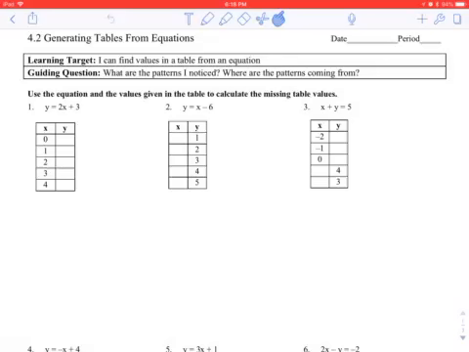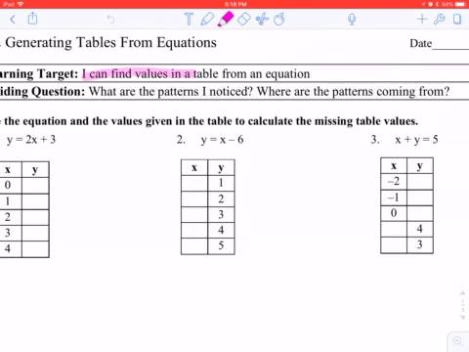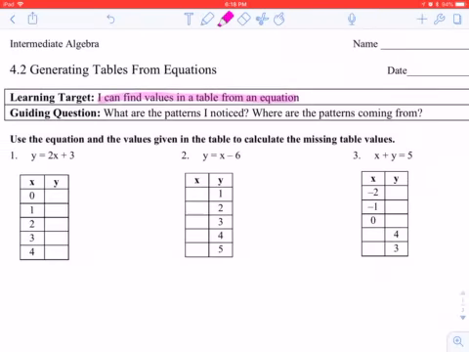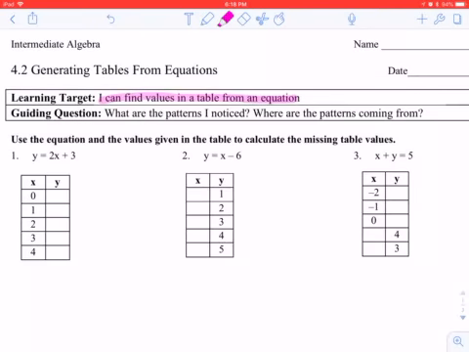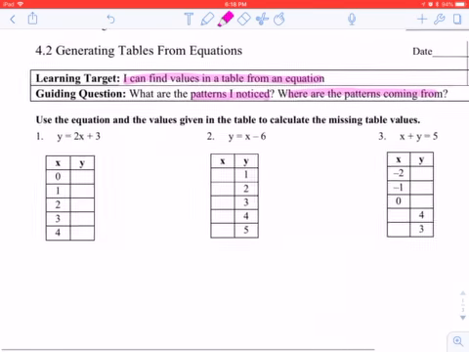4.2, generate tables from equations. So the learning target is: I can find the values in a table from an equation. And my guiding question, I want you to think about: what are the patterns that you notice, and where do you think these patterns are coming from? Okay, so the example, let's do number 1.